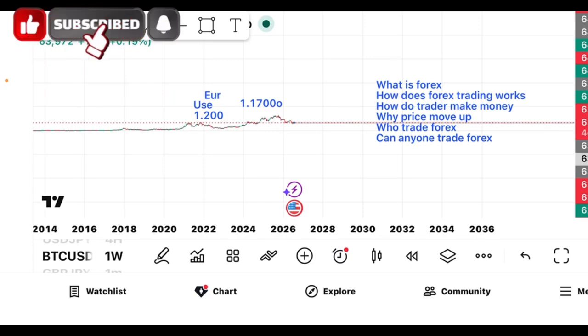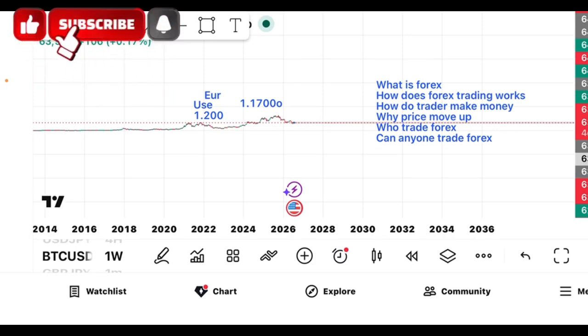When you predict that Euro USD is going to go up, you buy. And when you predict that Euro USD is going to go down, you sell. So you make profit in both directions. When you buy and your prediction is right, you make money. And when you sell and your prediction is right, you also make money. I hope you understand this simple knowledge.